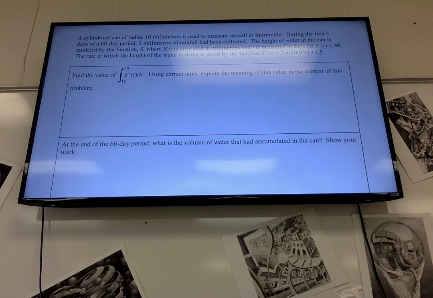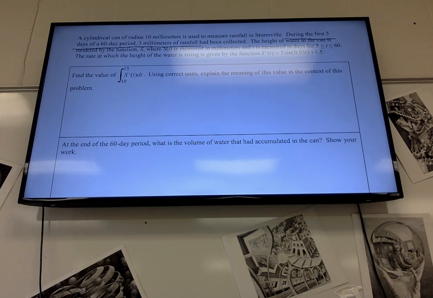During the first 5 days of this 60-day period, 3 milliliters of rainfall has been collected. That sounds like some kind of initial condition. It's a preset. A preset, yes.